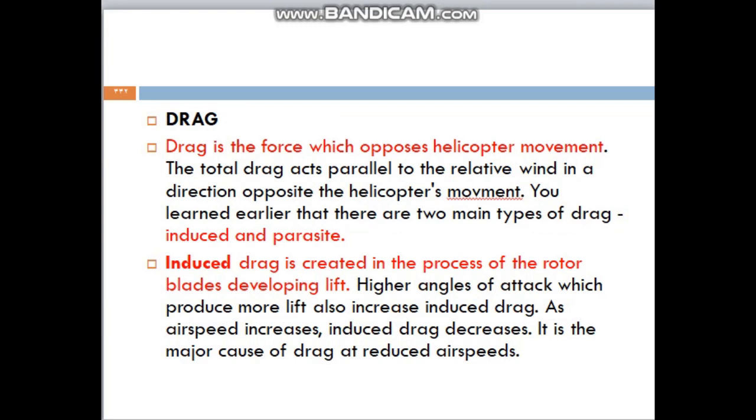Drag. Drag is the force which opposes helicopter movement, as we said. The total drag acts parallel to the relative wind in a direction opposite the helicopter's movement. You learned earlier that there are two main types of drag: induced drag and parasite drag.